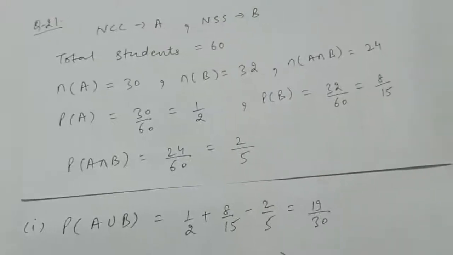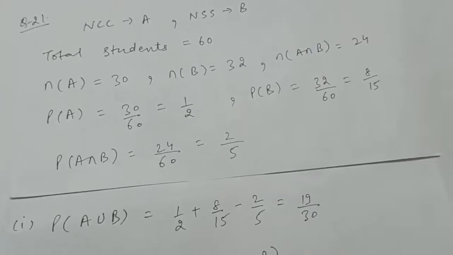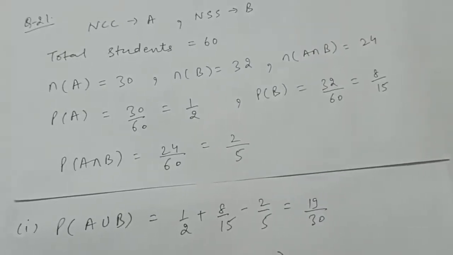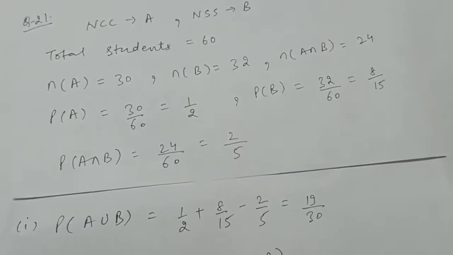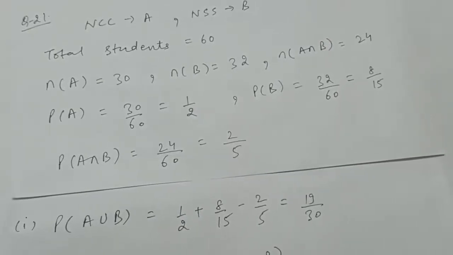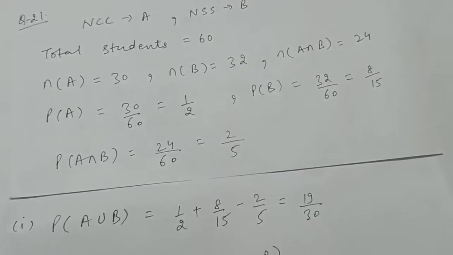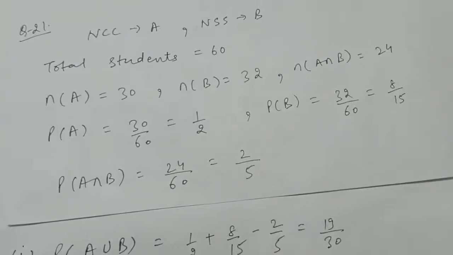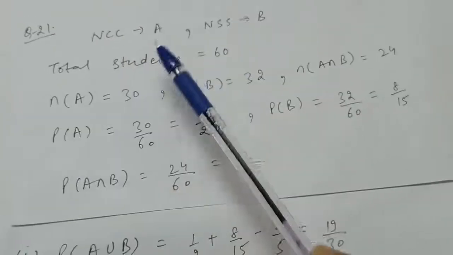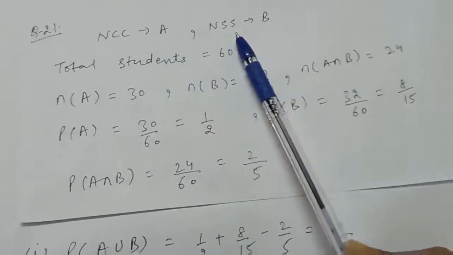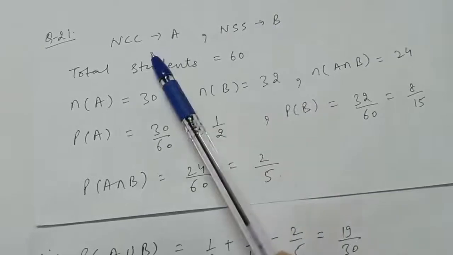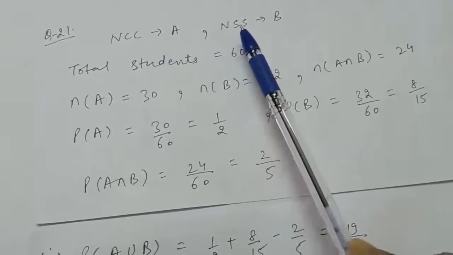Question number 21 is, in a class of 60 students, 30 opted for NCC, 32 for NSS and 24 for both NCC and NSS. Now you have to find the probability that the student opted for NCC or NSS. Now see, first of all, write it down in statements. I have just written it like this, but you have to write in statements that let A and B be the events that student opted NCC and NSS respectively, right?